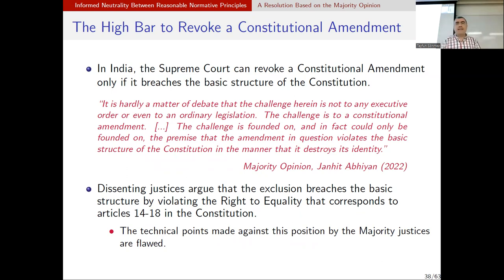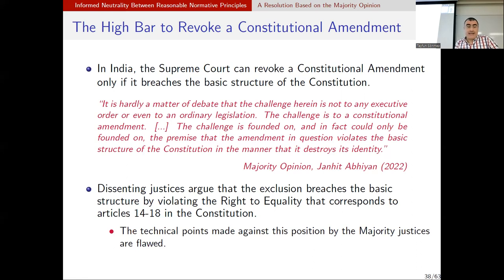Now, in India, the Supreme Court can revoke a constitutional amendment only if it breaches the basic structure of the constitution. Now, what are the majority justices saying? They're saying it's hardly a matter of debate that the challenge herein is not to any executive order, or even an ordinary legislation. We are talking about a very special situation, because an amendment is challenged. The challenge is founded on, and in fact could only be founded on, the premise that the amendment in question violates the basic structure of the constitution.